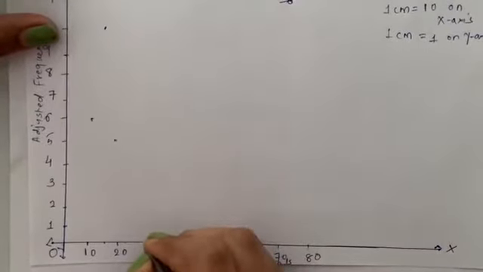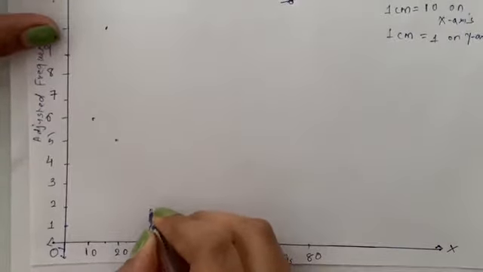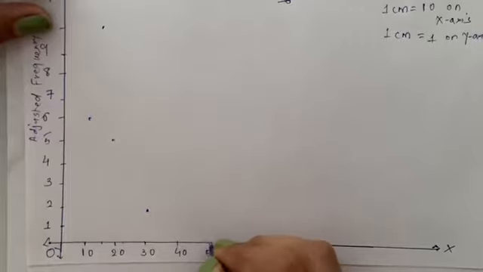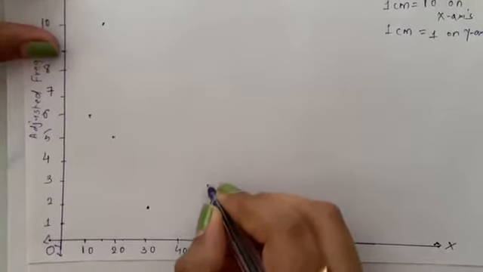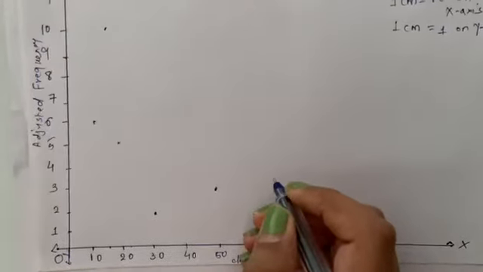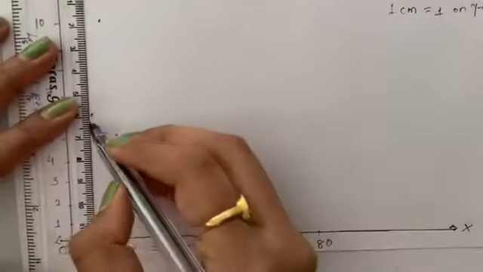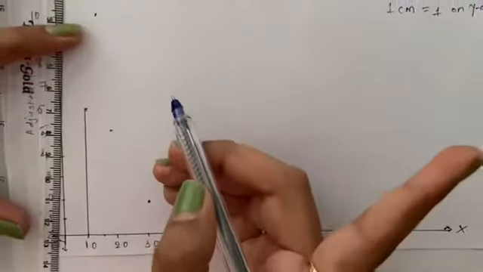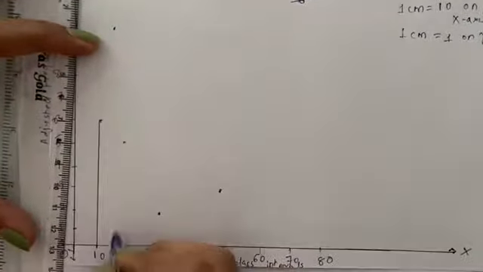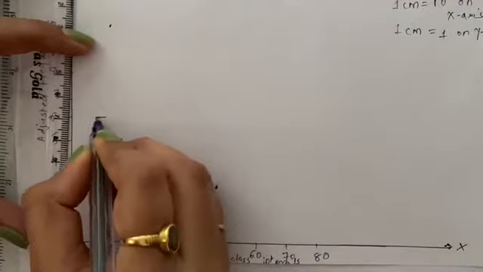At 30 you have 2. At 50 we have 3. Now we have to join. So from 10 to 15 it is 5. So 15 is here. I will draw this.